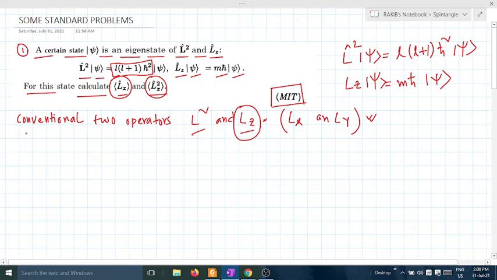Then we know one thing: first of all, what is the expectation value of the Lx operator? This is written as psi, Lx, psi. This is the angular momentum operator, so please put a cap on the Lx operator. Okay, fine.